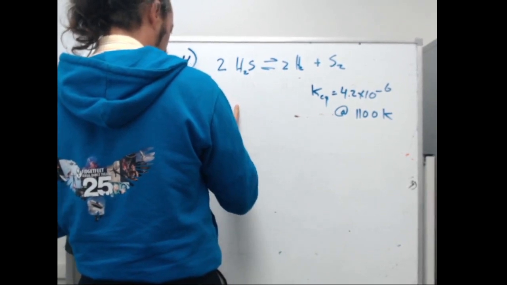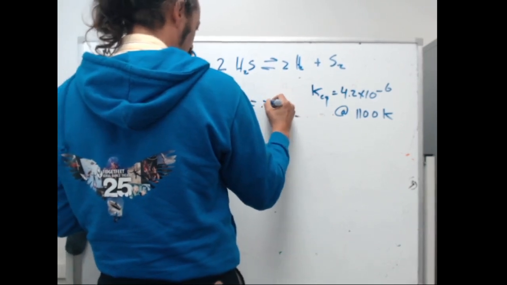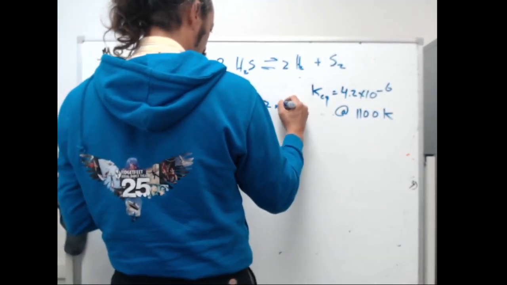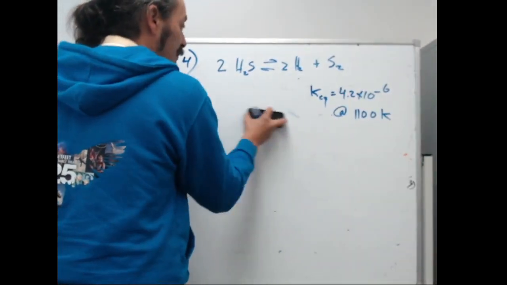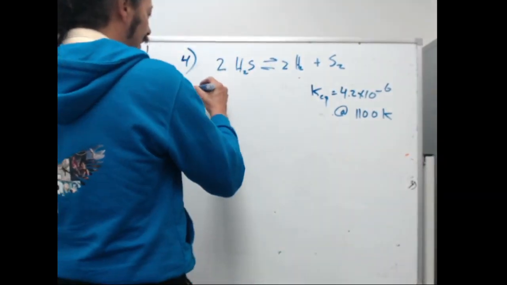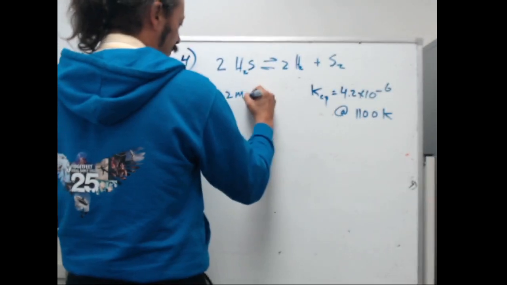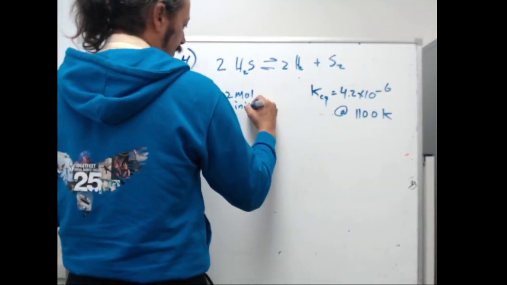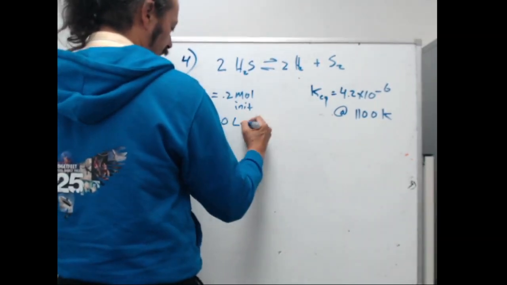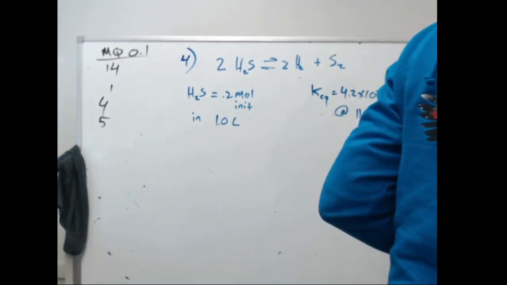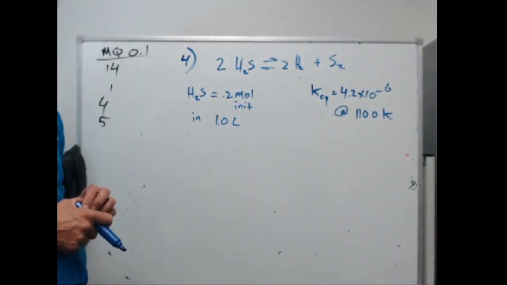And it says we've got H2S concentration initial 0.2 molar. Oh, no, that's not what it gives us. Sorry. I'm doing too many steps in my head. Let's not do that. It tells us H2S is equal to 0.2 moles initial in 1.0 liter. Okay, so that's all it gives us. And it says, figure out the equilibrium concentrations.